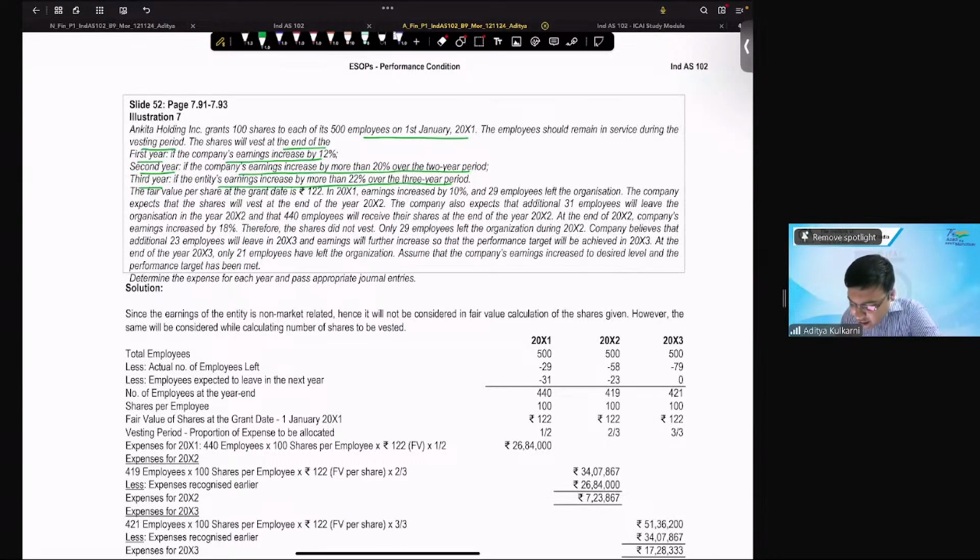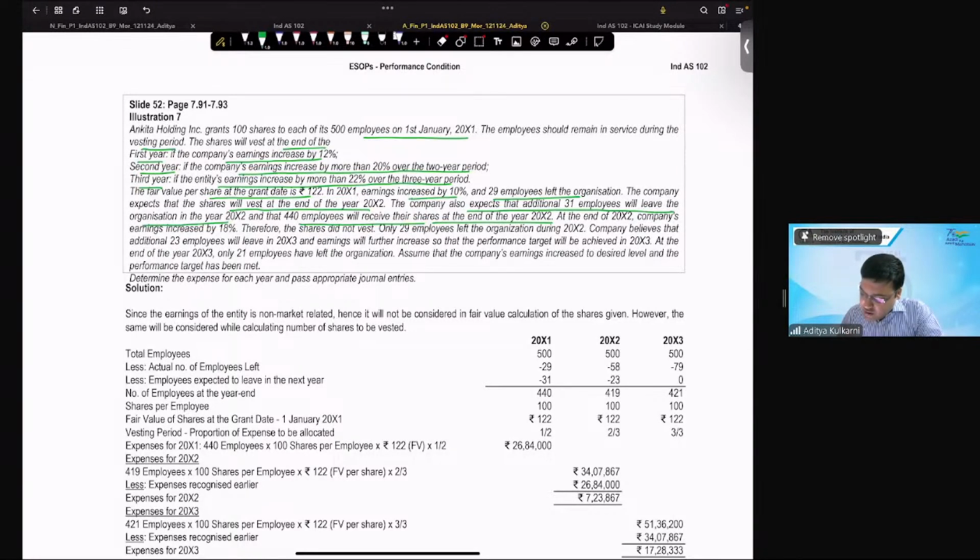The fair value per share at the grant date is 122 rupees. In 20X1, earnings increased by 10% and 29 employees left. The company expects that the shares will vest at the end of year 2. So at the end of year 1, expected vesting period is how many years? 1 year, 2 years, 3 years? 2 years, because the company thinks it will meet the target at the end of year 2. At the end of 20X1, the company also expects that an additional 31 employees will leave in 20X2 and 440 employees will receive their shares at the end of year 2.